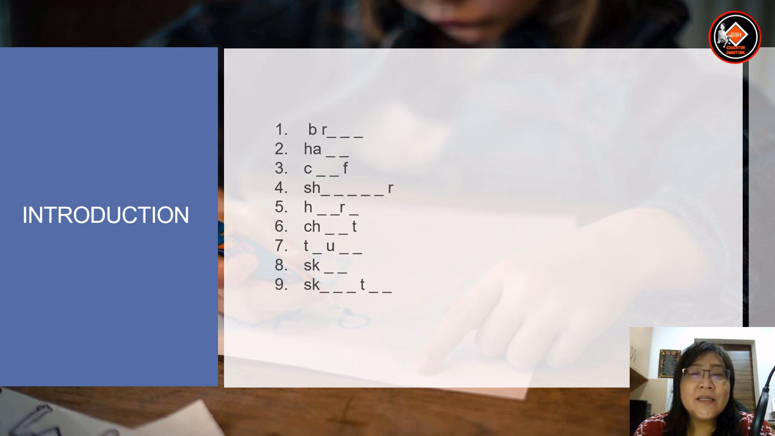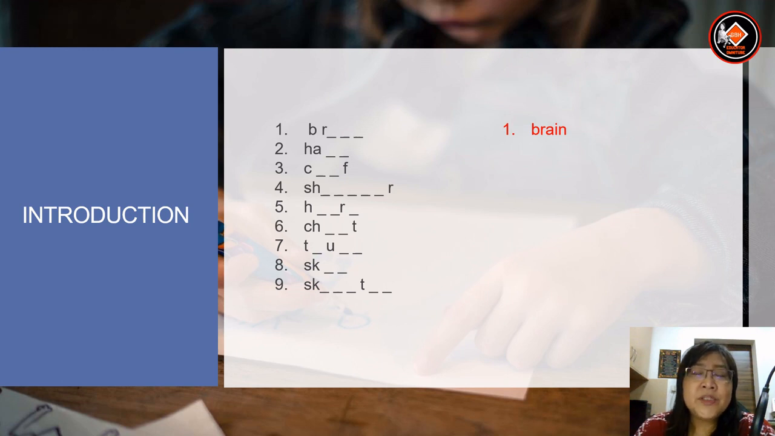Dear students, here we have 9 words or phrases. They are related to the body. So what do you think are the missing letters? For example, number 1, you have the letters B and R, and then there are 3 missing letters. So BR, answer number 1 is brain, B-R-A-I-N.